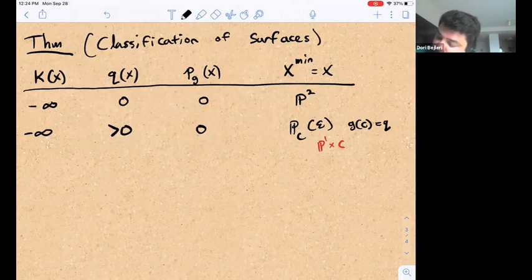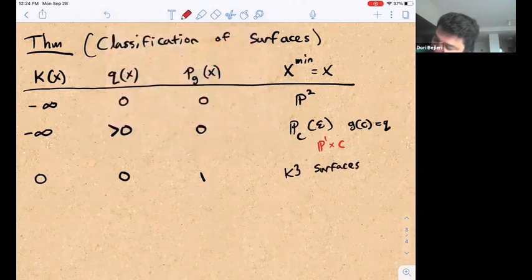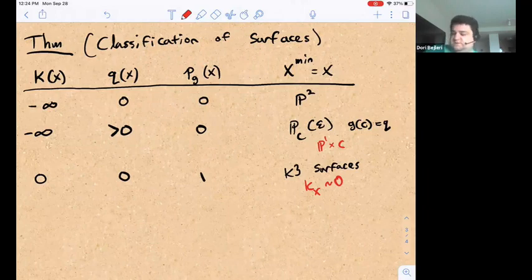Then in Kodaira dimension 0, with irregularity 0 and genus 1, here we have K3 surfaces, where we showed that the canonical is trivial. And you can take this as the definition of K3 surfaces. They're the surfaces in this part of the classification. Then we have, in Kodaira dimension 0, but with irregularity 0 and genus 0, these Enriques surfaces.